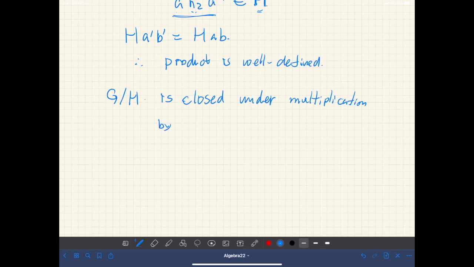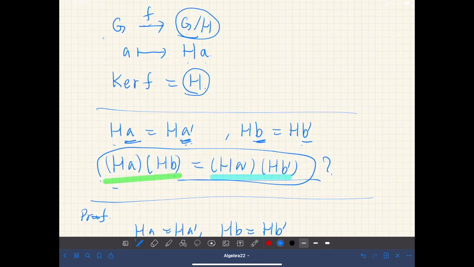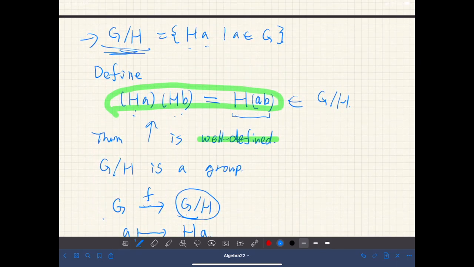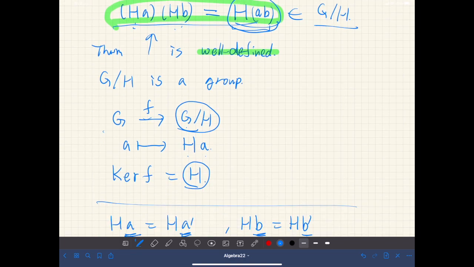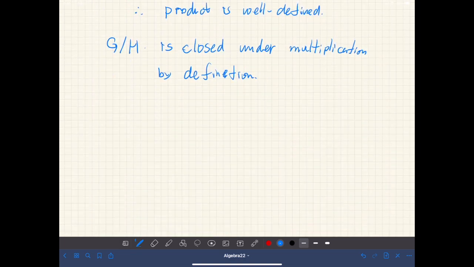By definition. Okay, because if you look at the definition, then by this definition, this right hand side is an element of G by H, so it is closed. And the next thing we need to show is that this multiplication is associative.